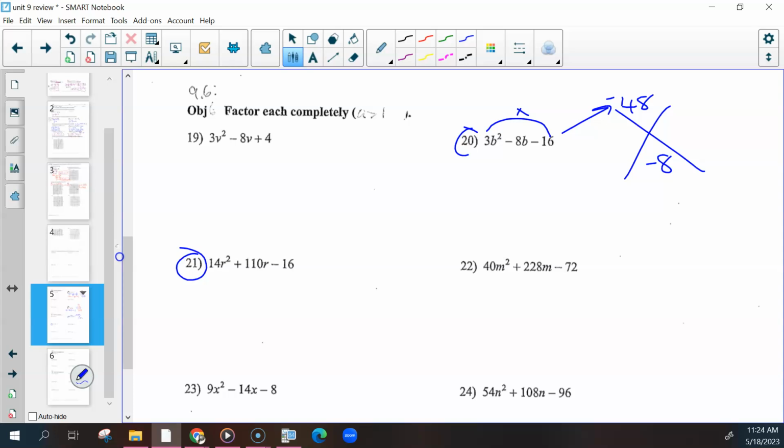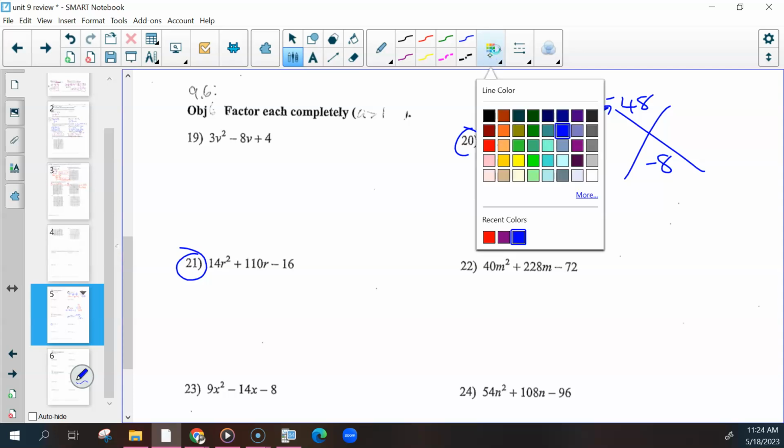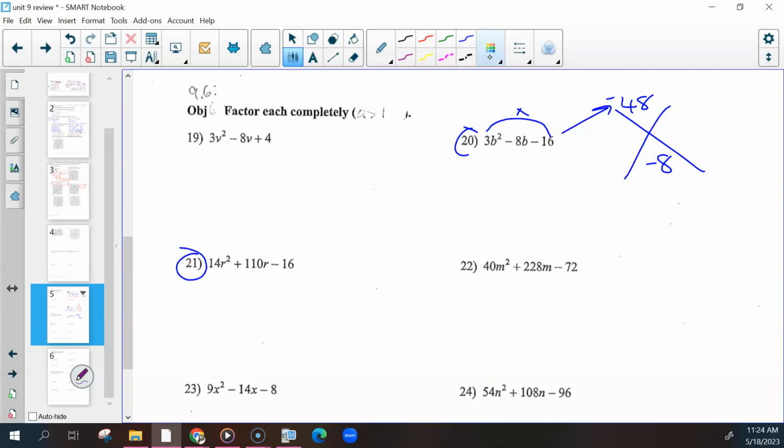Think about your factors of 48. If you're not sure what those are, start dividing in your calculator, 48 divided by 1, by 2, by 3, by 4. Keep going till you find something. 12 and 4. One of them would have to be negative. The 12 would be the negative one.